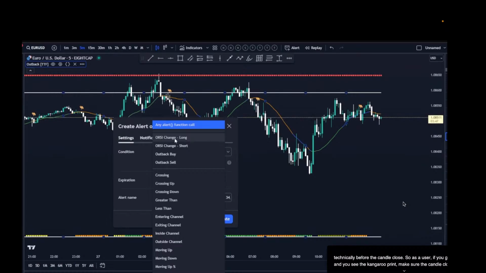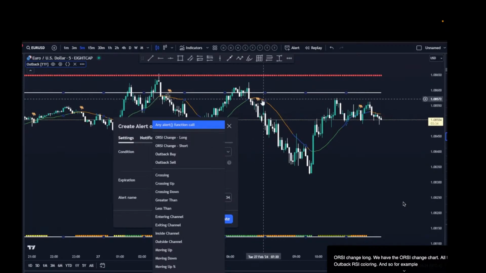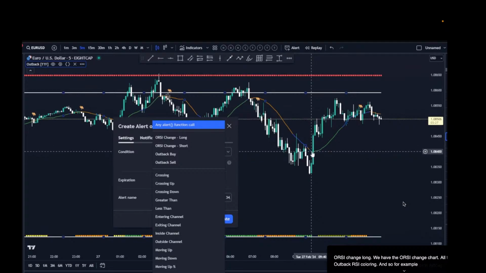We have the O RSI change long, and we have the O RSI change short. All this is the Outback RSI coloring. So, for example, if we want to see when the Outback RSI turns bullish, let's say we're right here. As you can see, we're bearish with the Outback RSI. If we turn that on long, then we're going to get an alert here because it turns green again at this point. Vice versa for short. If we're right here and we want to see the Outback RSI turn short, then we would get an alert right here. As you can see, there's a little bearish speck that happens at that point in time.